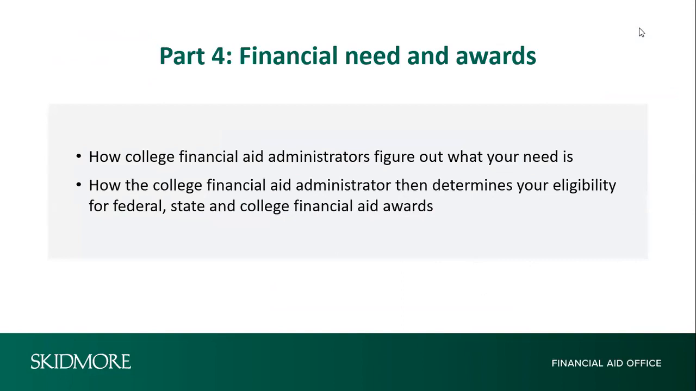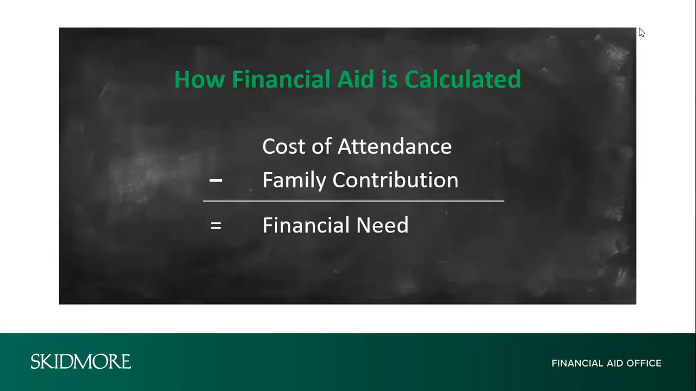On to financial need and awards. So how do people like me in the financial aid office determine what your need for financial aid is, and then your eligibility for all those federal, state, and significantly institutional financial aid awards? We use this basic calculation. We take our cost of attendance at our college, we deduct your calculated family contribution, what your family can theoretically afford to contribute toward your son or daughter's education in 1 year. The difference between the cost of our college and your family contribution is your financial need at any one college.